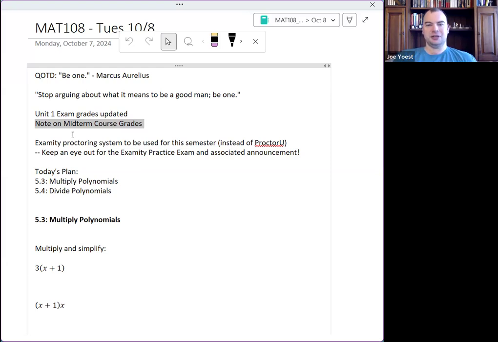I could go into more depth on this, but long story short, how any individual instructor decides to give you a midterm course grade involves a lot of decision making on our part. So there's not one tried and true method, right? A midterm course grade is supposed to be a statement about how you're currently doing in the course, but that's not very well defined.